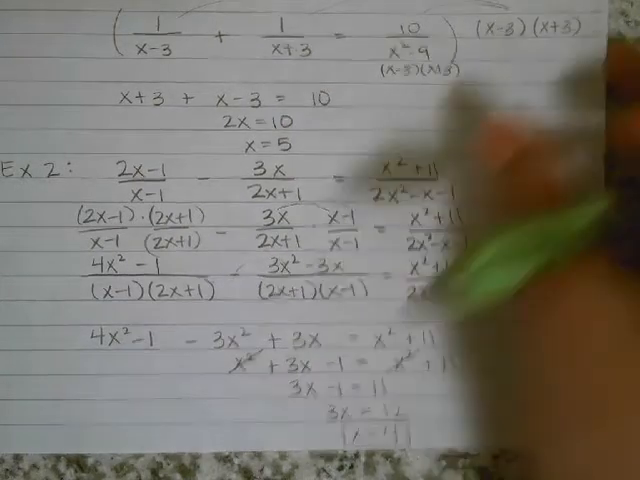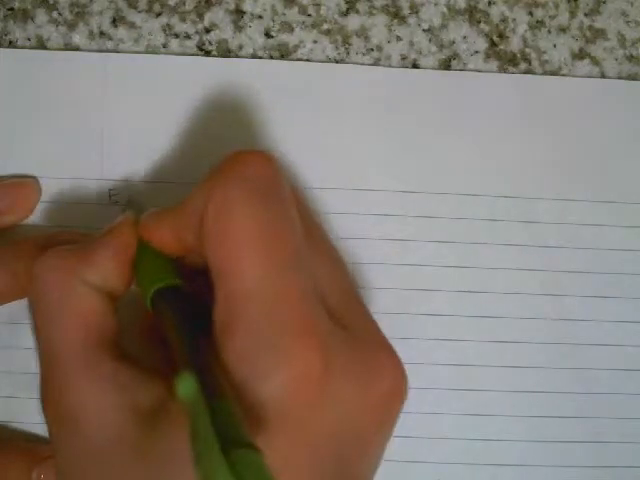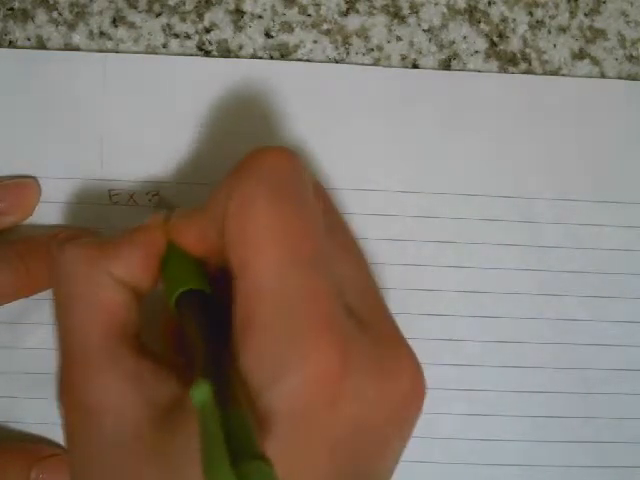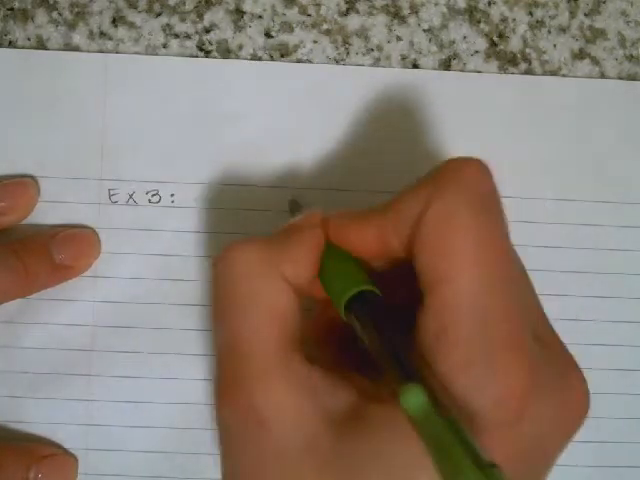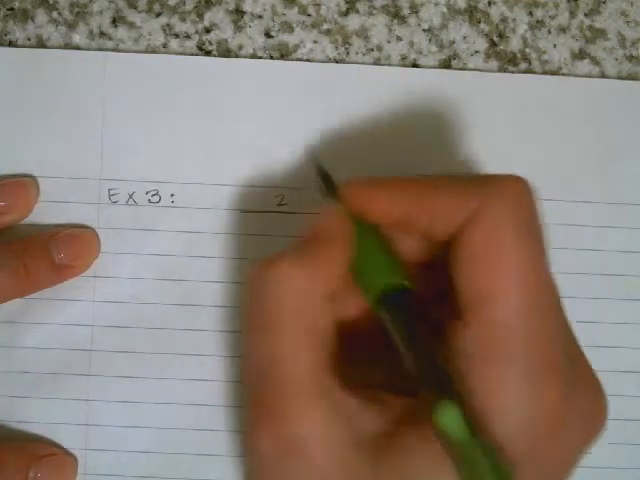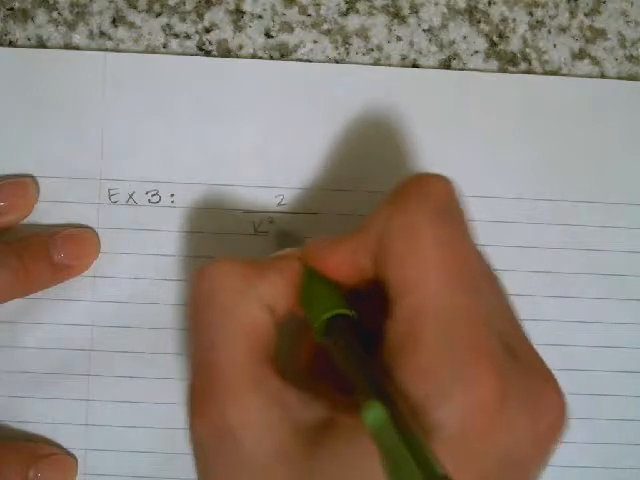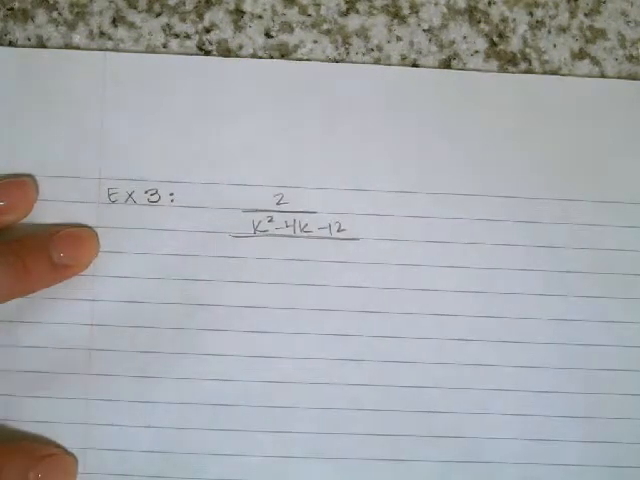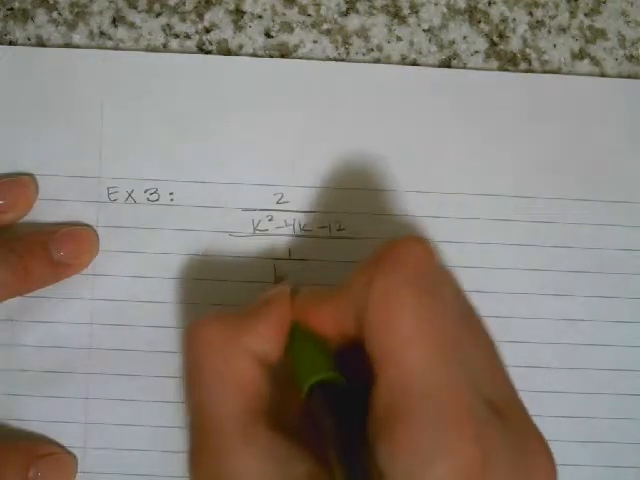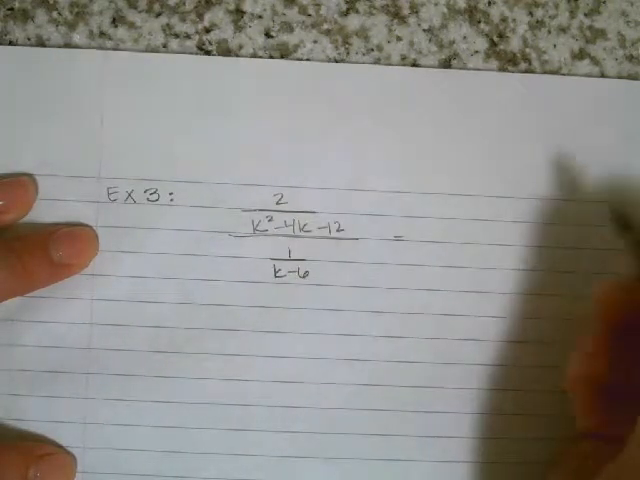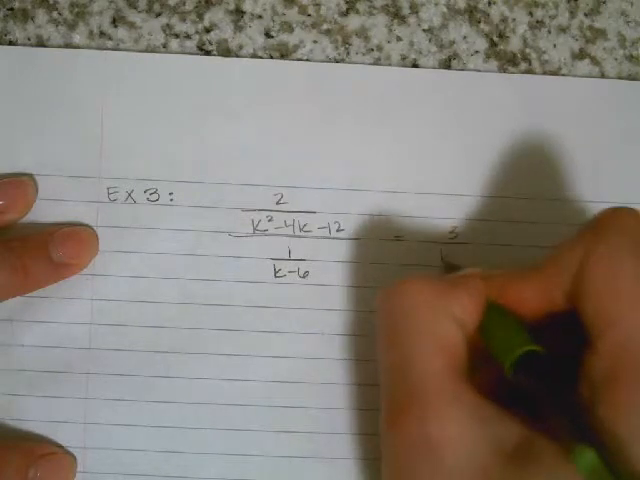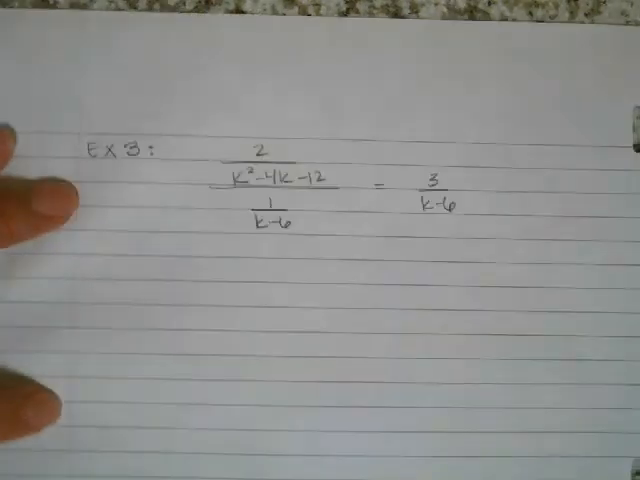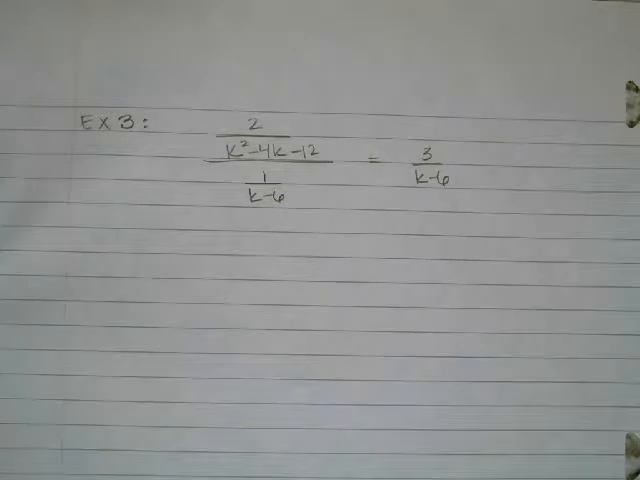All right, and then one last example. 2 over k squared minus 4k minus 12 over 1 over k minus 6 equals 3 over k minus 6. Okay, so there's a couple different ways of simplifying a problem like this.